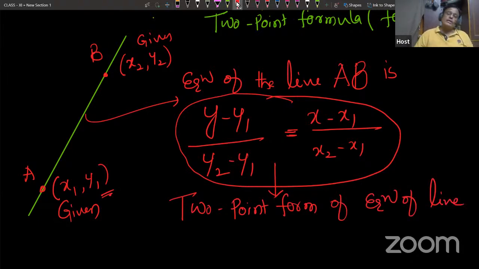(y minus y1) upon (y2 minus y1). This much you remember. But be careful when to use this formula. This formula will strictly be used to find the equation of the line whenever the line is joining or passing through the 2 given points. All the time you cannot apply it.